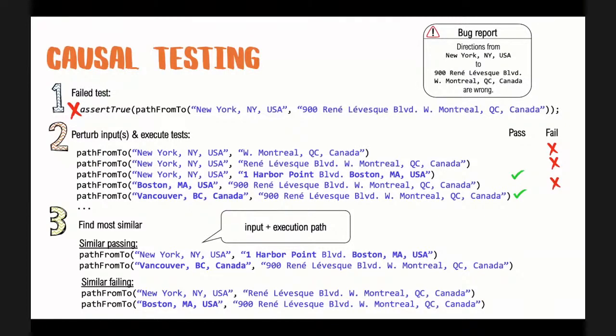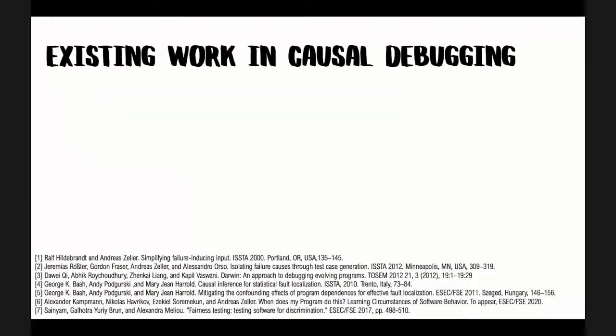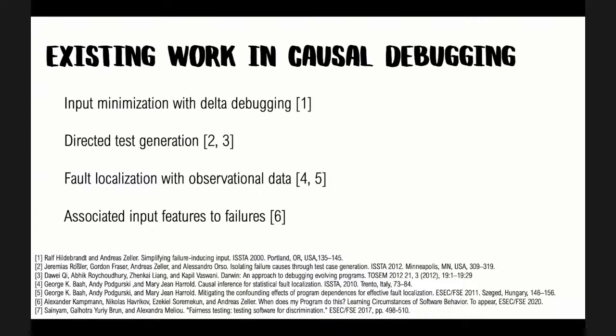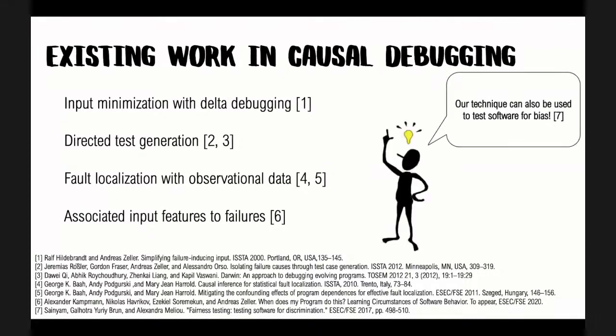While causal testing is novel, it is inspired by previous work in debugging. This includes work on input minimization with delta debugging, directed test generation, fault localization using observational data, and associating input features with program behavior. In contrast to existing work, causal testing generates new inputs and tests using a manipulationist approach to find executions similar to the original failing one. Causal testing can also be used to test software for bias by seeing if, for example, changing gender or race changes outcomes.